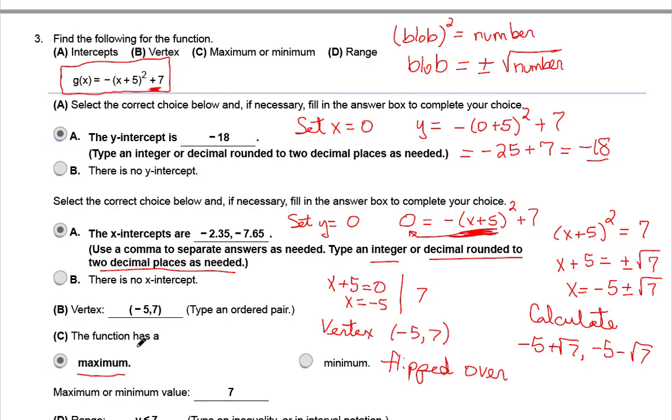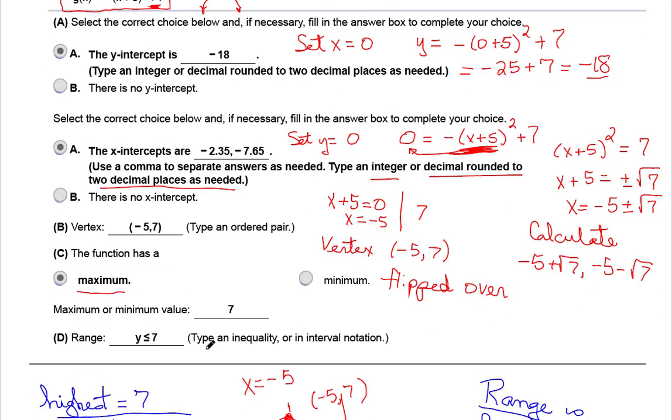Does the function have a maximum or a minimum? Let's see. The negative means it is flipped over. That minus means flipped over. Therefore, we have a maximum. Now, where is the maximum? You start to panic. Well, where is it? Well, it's at the vertex. And the highest point is at 7.